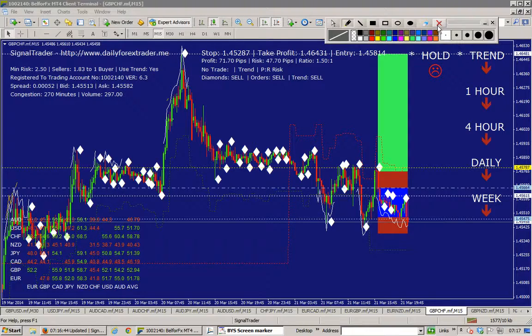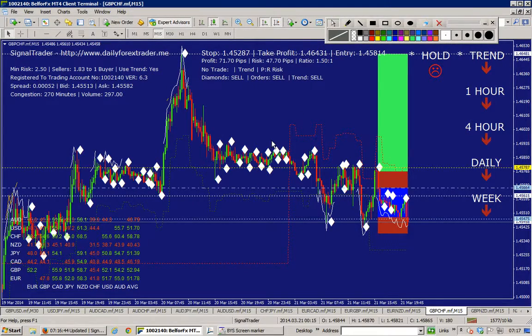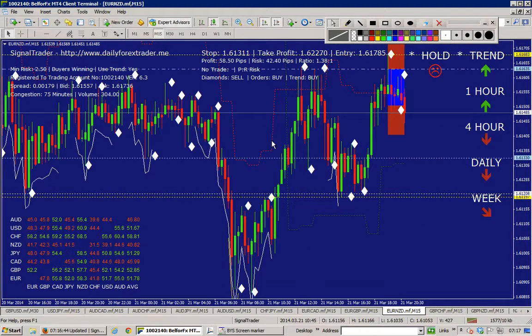But you see how accurately SignalTrader shows reversals with those white lines, which is a minor reversal, and the gold lines, which is a major reversal. Let's just flip to that. Okay, flip through a few more, see if I find a really good one.